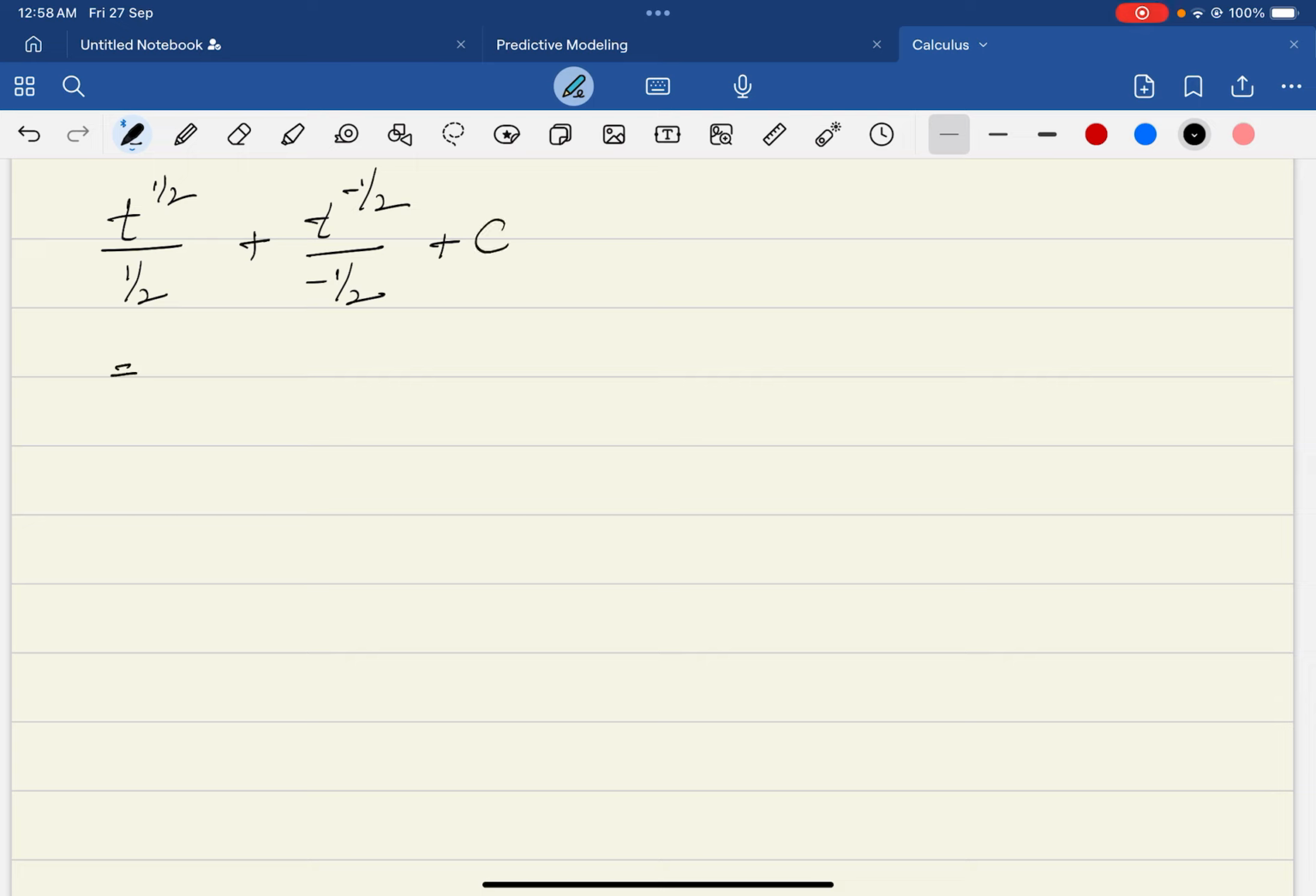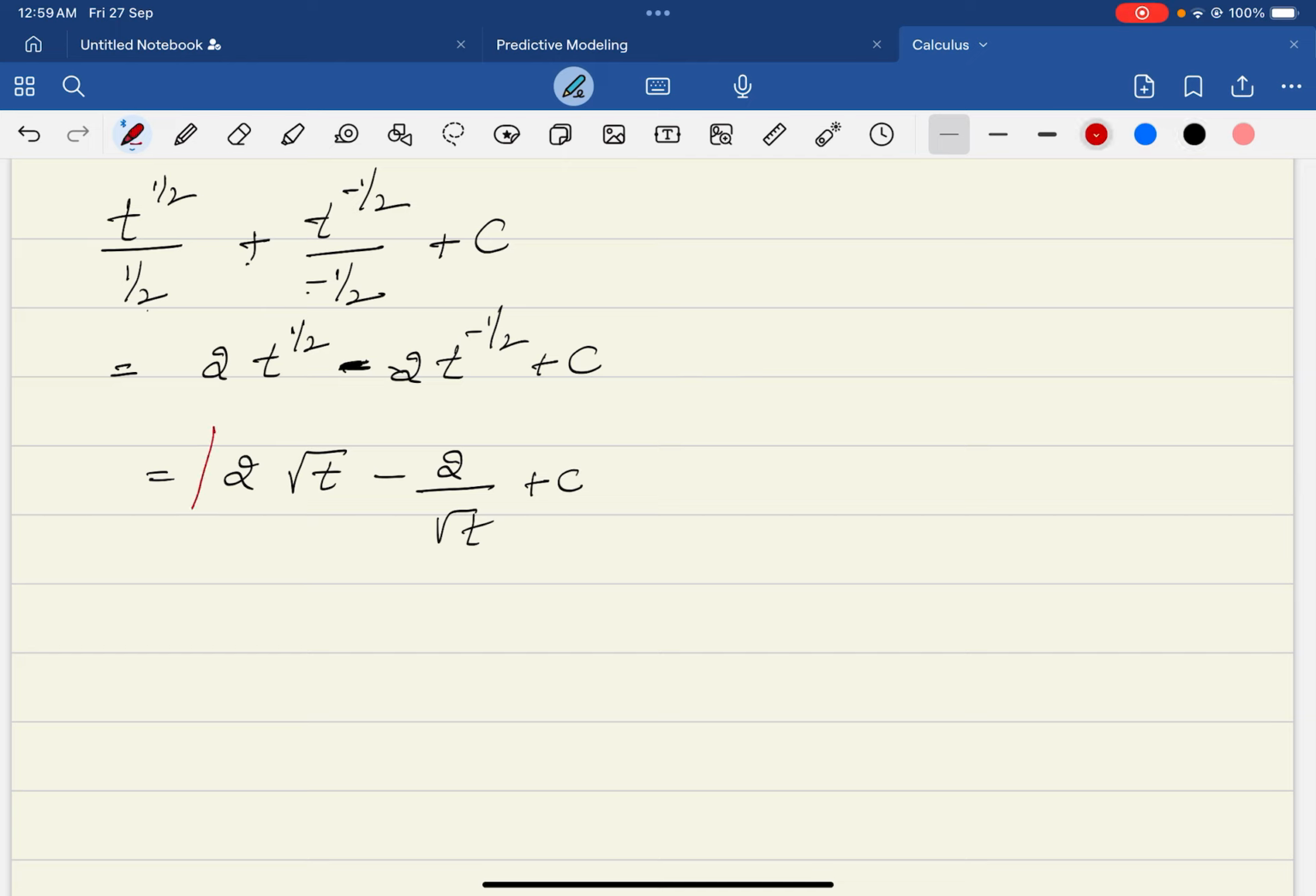So the solution is t power half. Whenever there is a fraction in the denominator, we have to flip the fraction. So it is 2t to the power of half, minus, this minus goes this side, 2 times t power minus half plus c. You can rewrite this as 2 times root t minus 2 by root t plus the constant. So this is the solution for the problem. I hope it is clear.